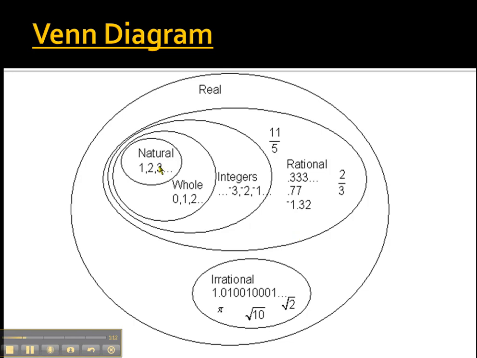If I'm taking a look at this, I can see that the natural numbers, since this circle is fully inside this, then all the naturals are whole. It's also inside the circle for integers, so all the naturals are integers. All the whole numbers are integers, but all the whole numbers are not natural. So a Venn diagram's a nice way to organize our thoughts.